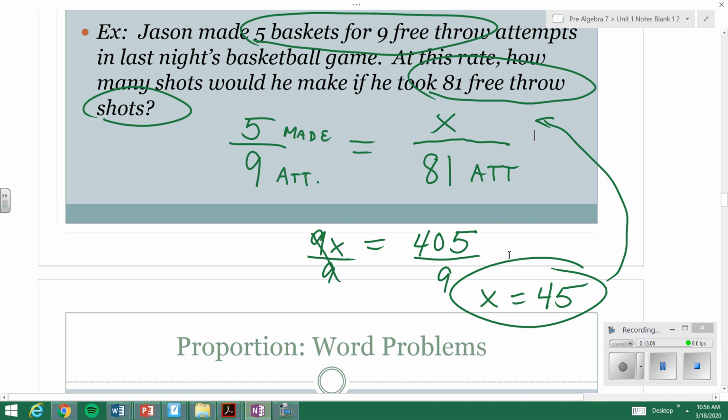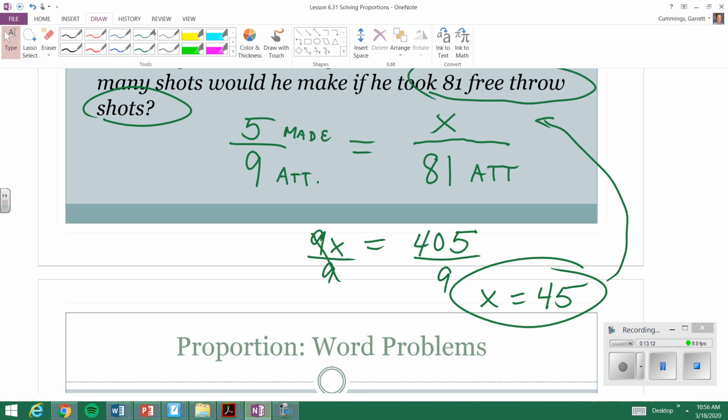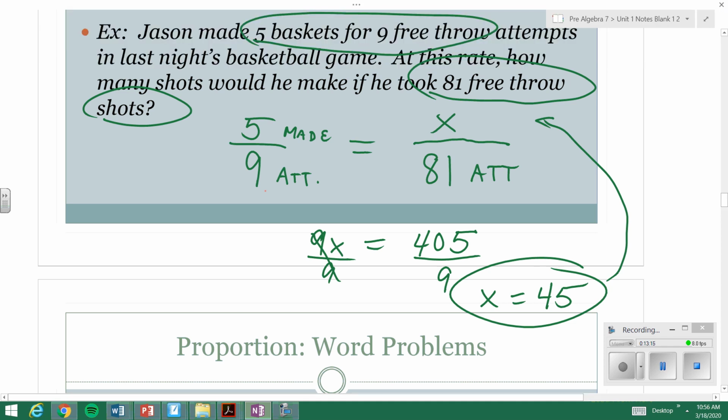And yes, it does. I could put it back in to see if my cross products are equivalent, but also this thing called the proportional factor is relevant now. 9 got multiplied by 9 to get 81, scale factor. And then 5 gets multiplied by that same number, 9, and 5 times 9 is indeed 45. All right, so that is proportion and proportion solving.